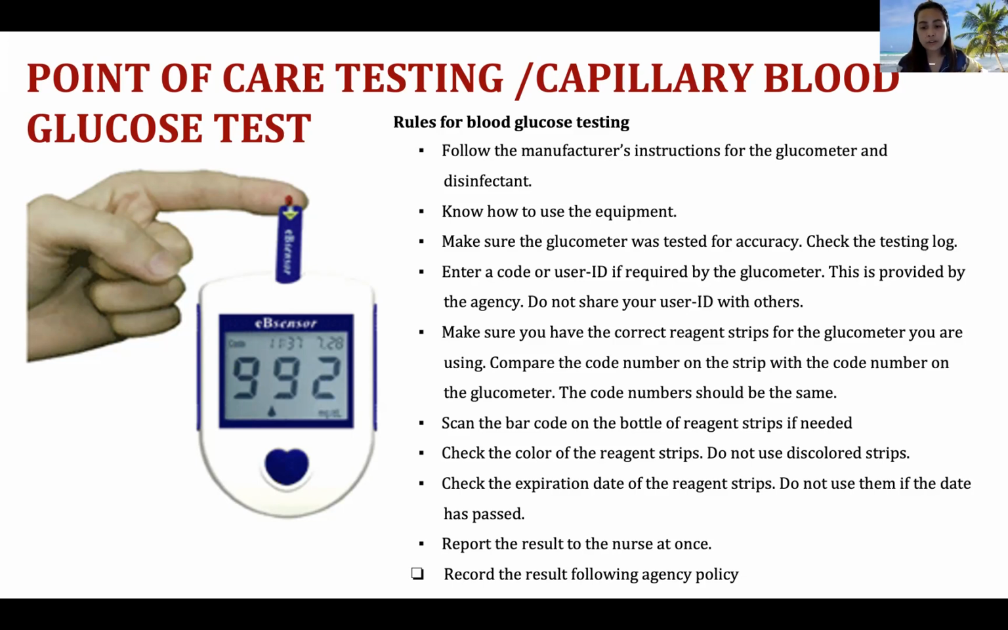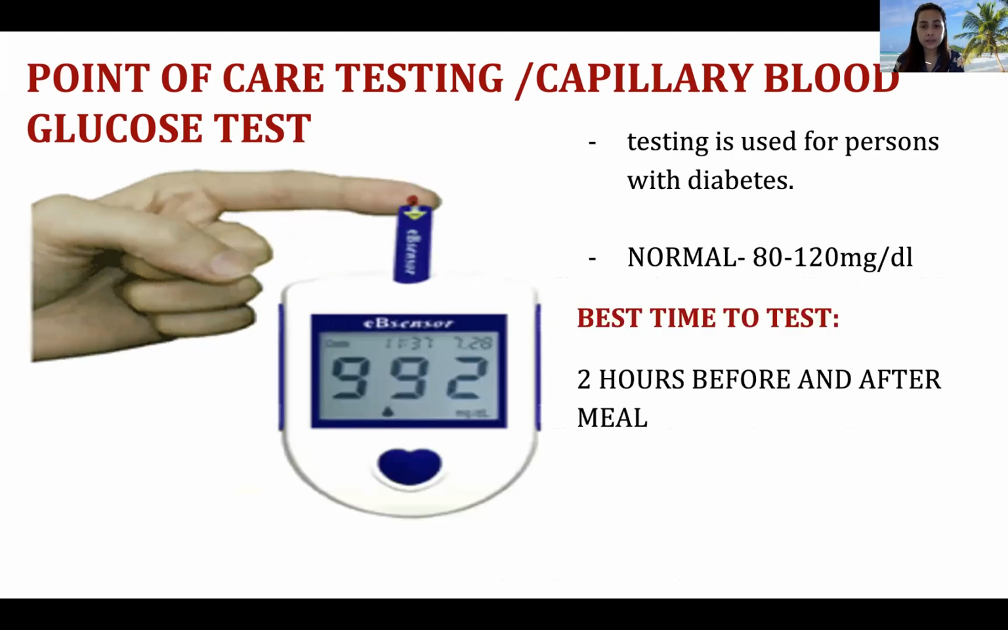Check the color of the reagent strips. Check the expiration date of the strips. You cannot use strips which are already expired. Report the result to the nurse at once. If the result is abnormal, you should report it immediately. First, you recheck it. If it's still abnormal, you report it to the nurse in charge. And record the result following the agency policy.